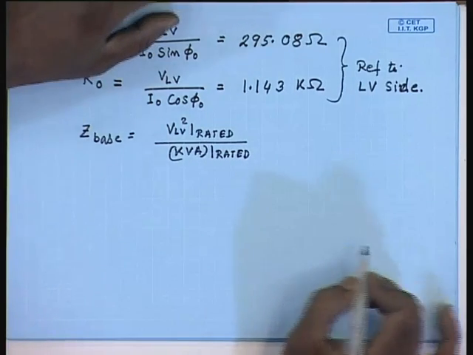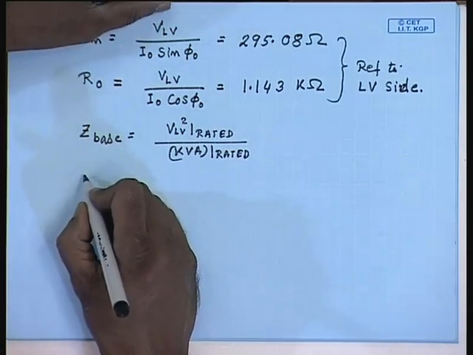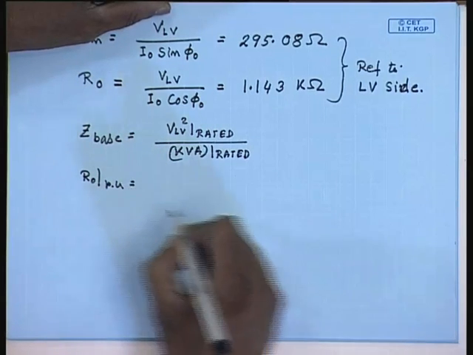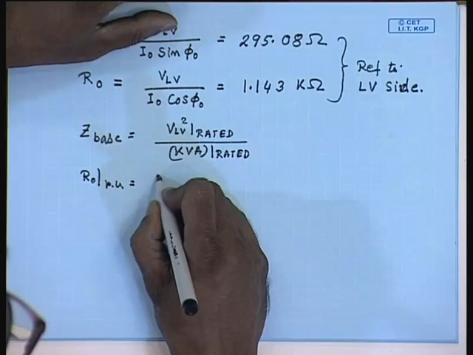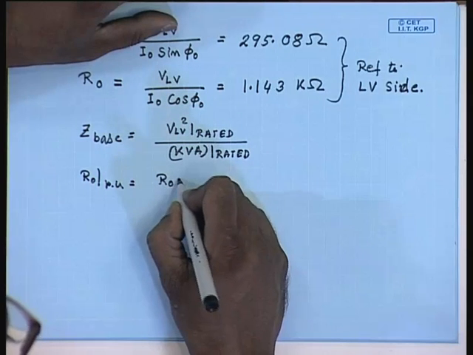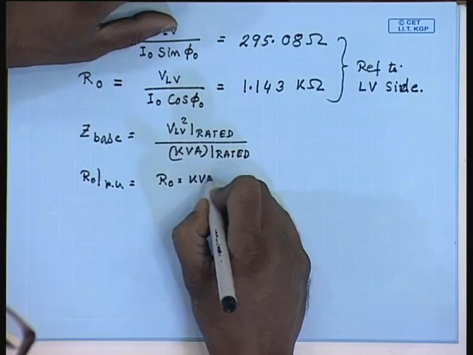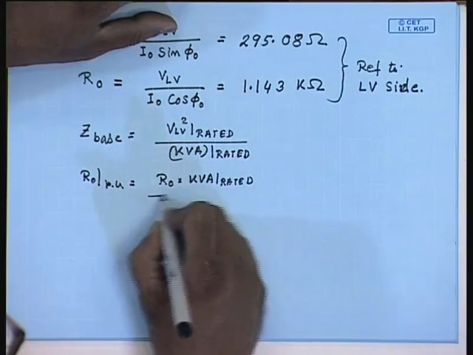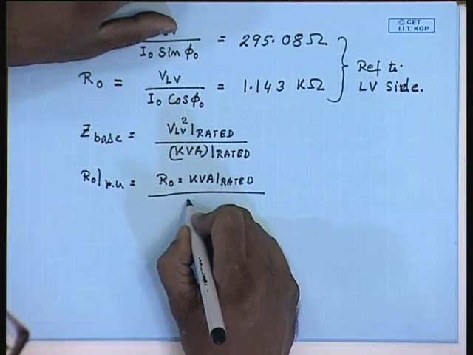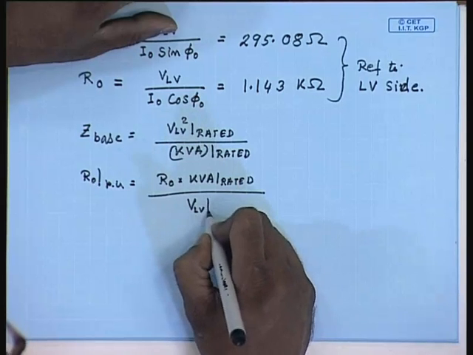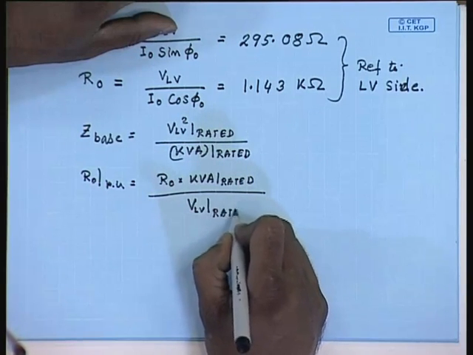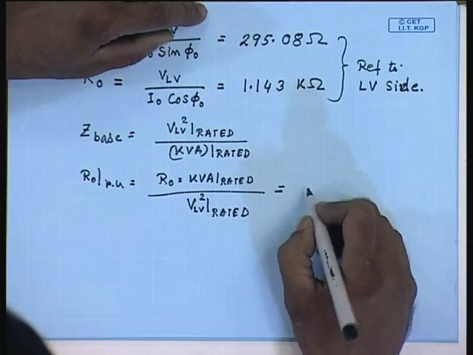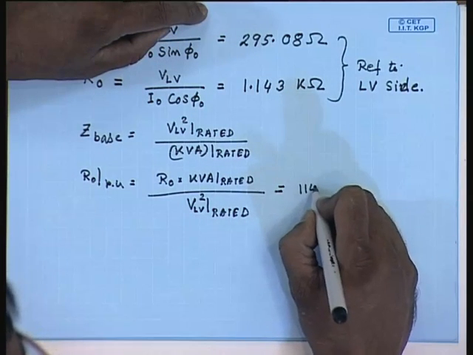Hence, R0 PU equal to R0 into rated kVA of the transformer divided by LV rated voltage square. This comes to 114.3.